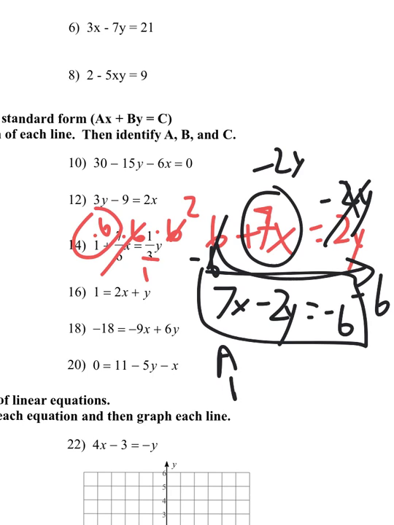Now we identify a, b, and c. So a would be what's in front of x, which is 7. Remember, a always has to be positive. B is what's in front of y, which is negative 2. And then c is your constant or number term, which would be negative 6.